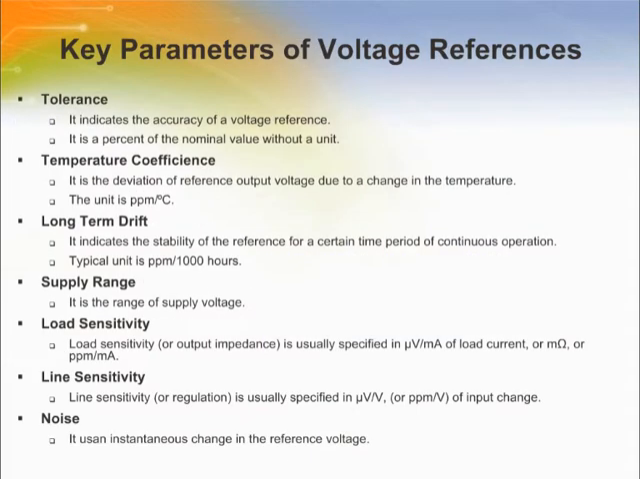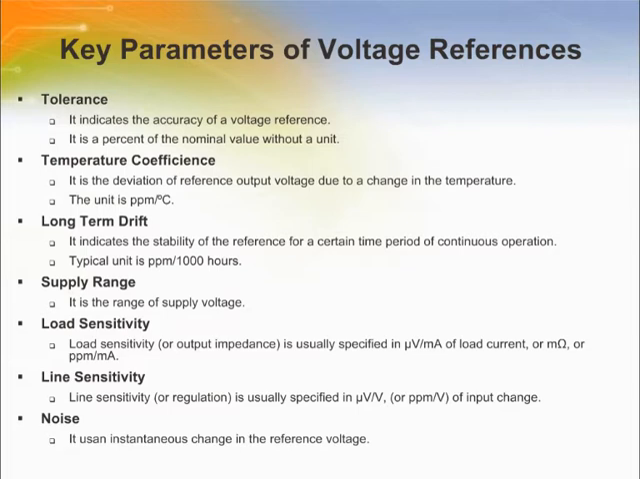Here we discuss some key performance parameters. Tolerance indicates the accuracy of the reference. It is a percentage of the nominal value, which is not even a unit. Temperature drift or drift due to aging may be an even greater problem than absolute accuracy. The initial error can always be trimmed, but compensating for drift is difficult.